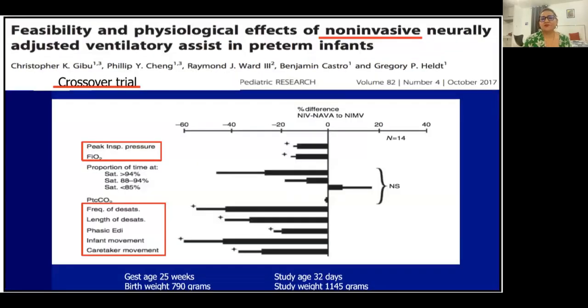So the feasibility and physiological effects of NIV-NAVA in the crossover trial were quite good. These were 25 weeks babies, and it showed that the time the baby is in the proper saturation range is much better, and the frequency of desaturation, length of desaturation, phasic EDI, infant movement, and caretaker movements were better than with NIPPV.